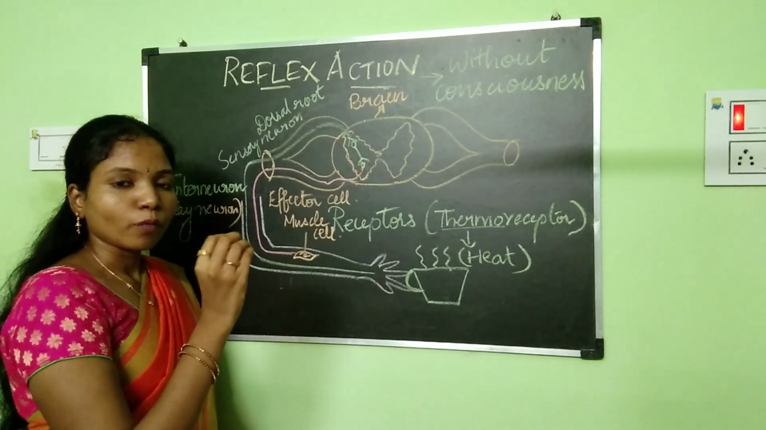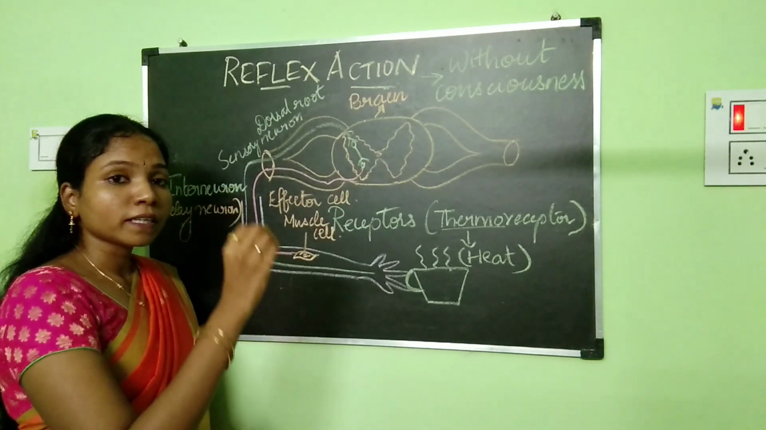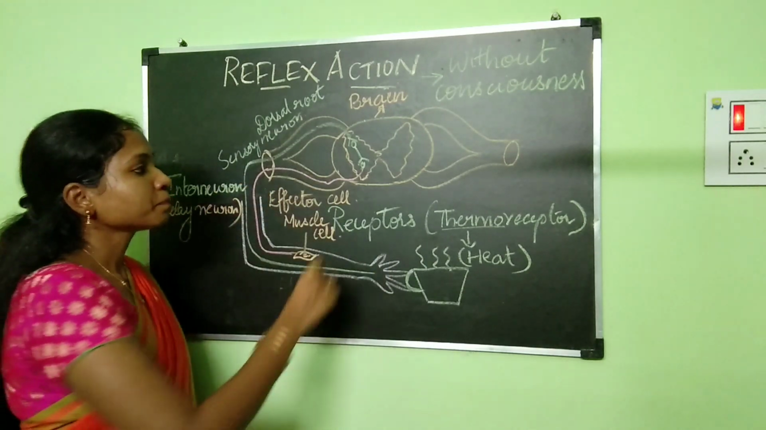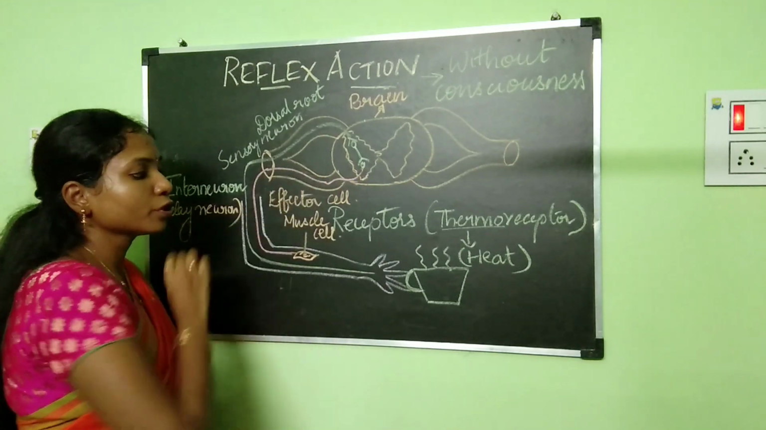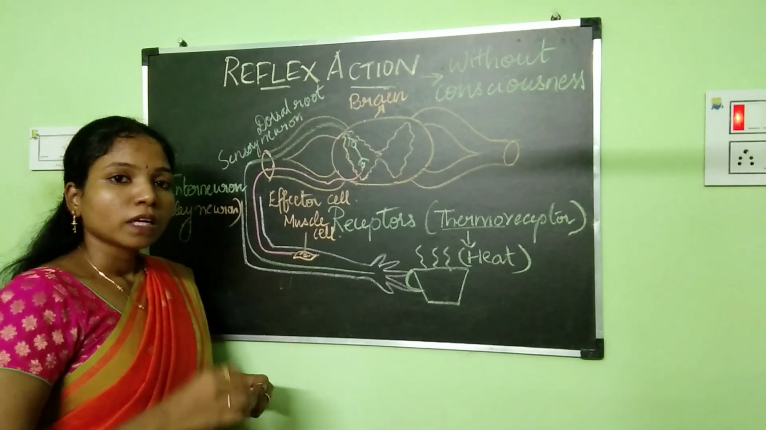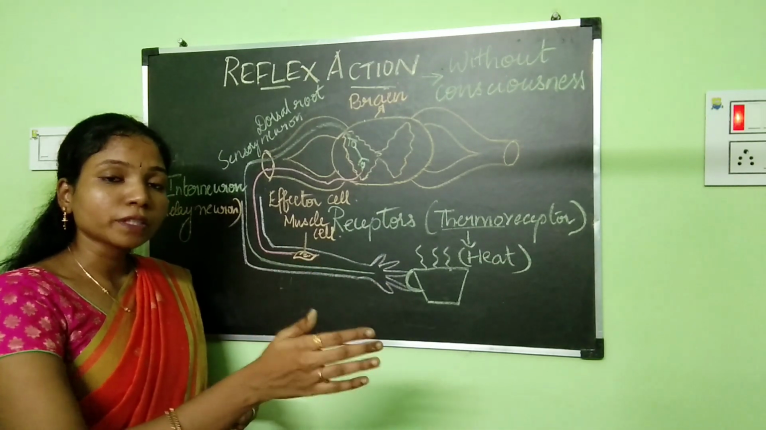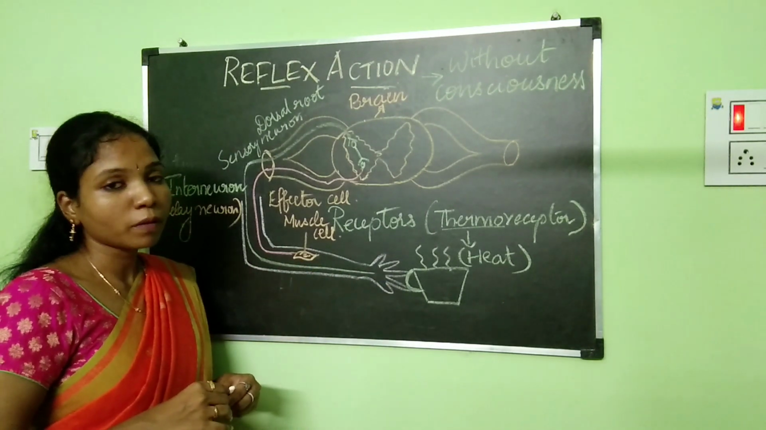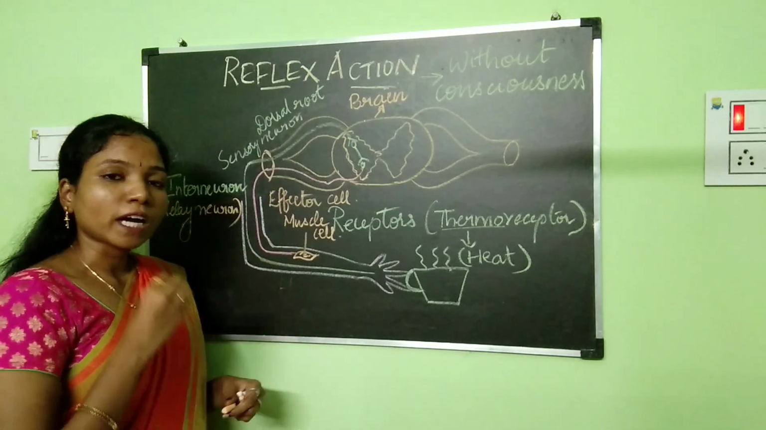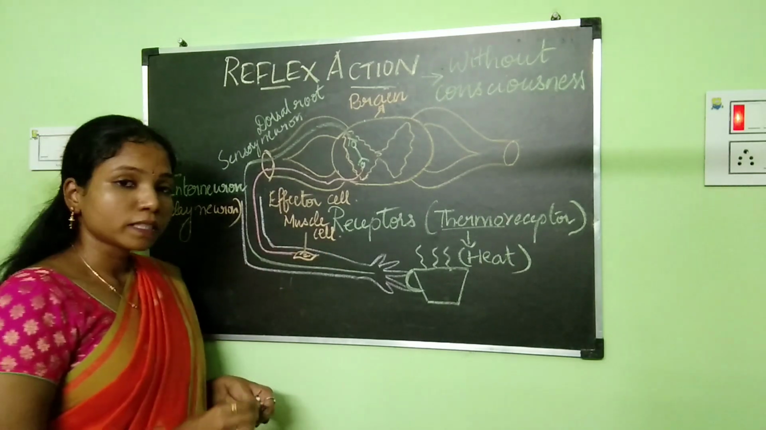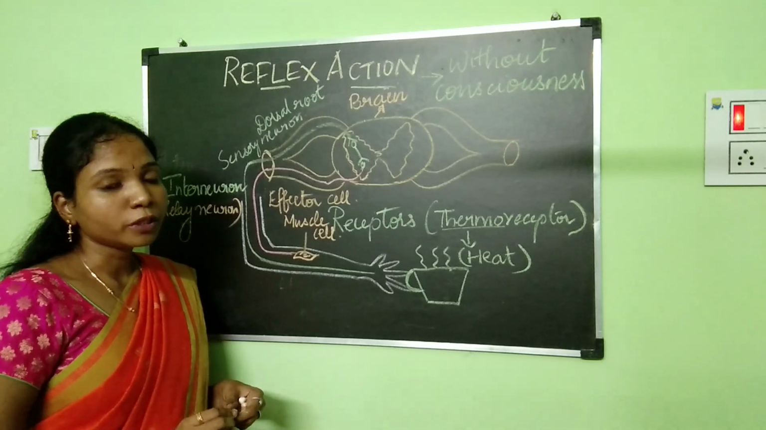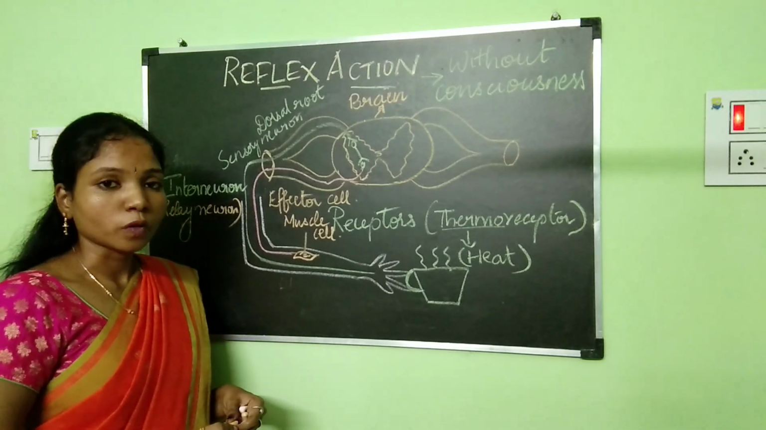So what is going to be the command here? The particular response a person has to make is going to be the command here. That command, through the motor neuron, will reach the muscle cell. So why is it reaching the muscle cell? Only then will the muscle contract and the person will be able to take the hand away from the hot object. So the motor neuron will convey the command to the muscle cell, thereby the muscles will contract and the person will be able to take the hand away from the hot object.